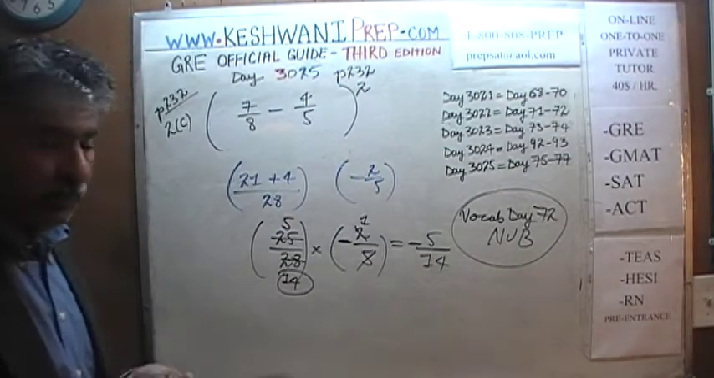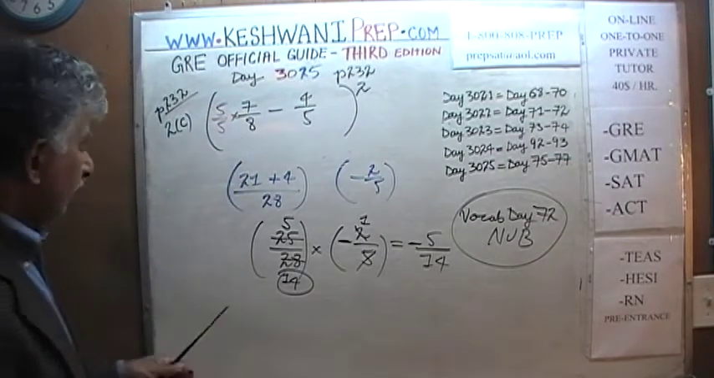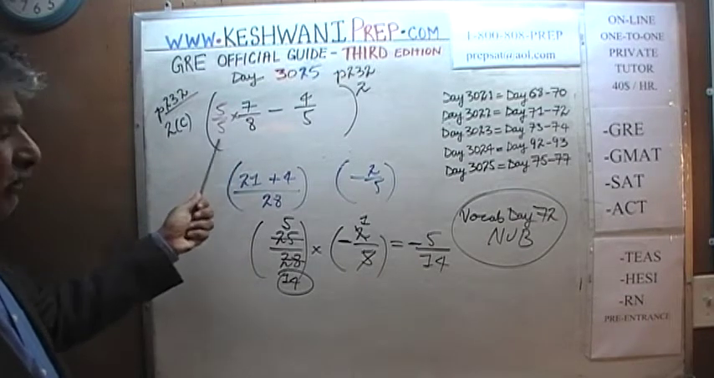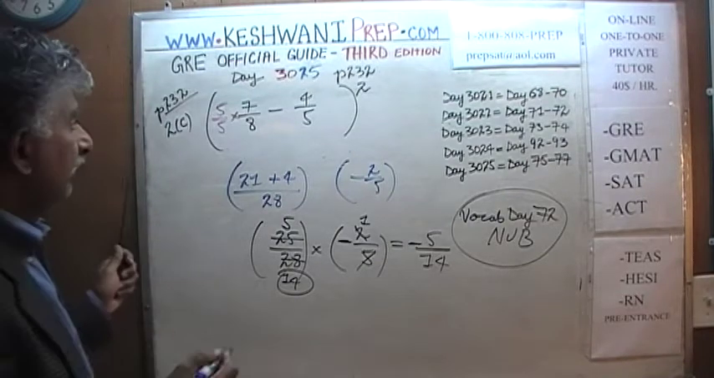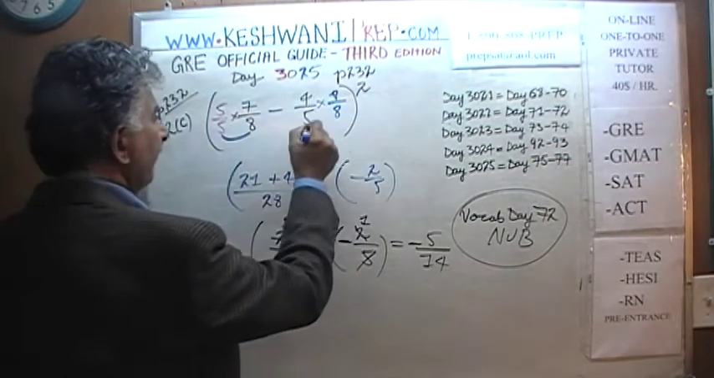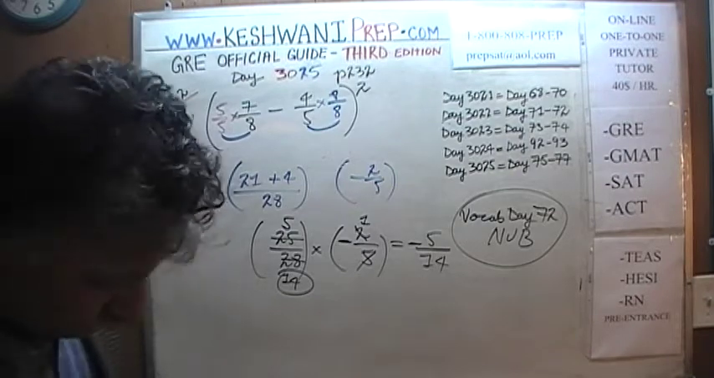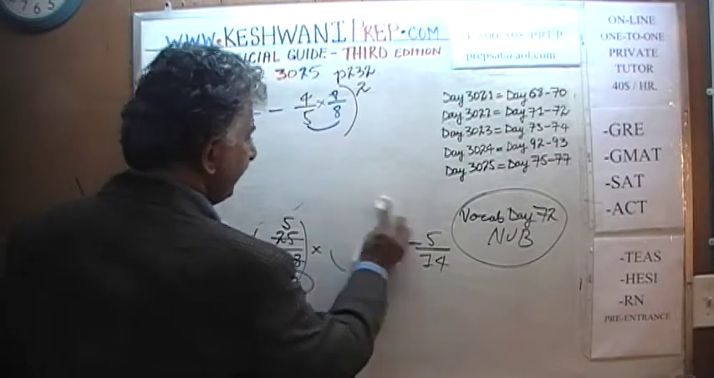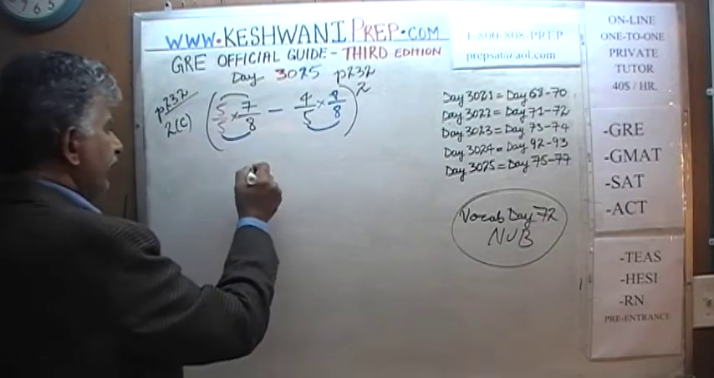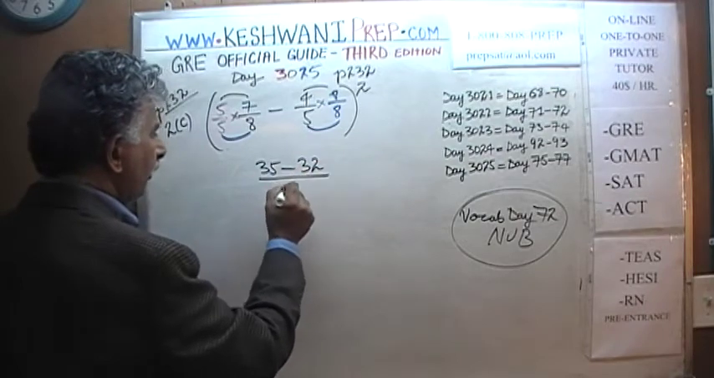How do we convert 8 into a 40? Very simple. Multiply top and bottom by 5. Since we're multiplying this fraction by 5 over 5, we're not changing its value, because 5 over 5 is just 1. And we're going to take this fraction and multiply top and bottom by 8. There we go. We have 8 times 5, they share the same denominator now. Now we can do what we have to do. We'll worry about squaring it at the end. So we have 7 times 5 is 35 minus 8 times 4 is 32, over 40.